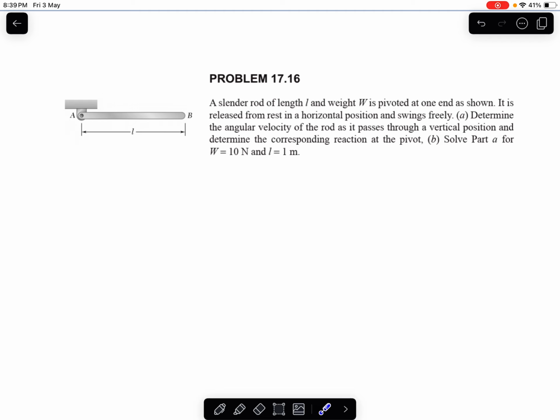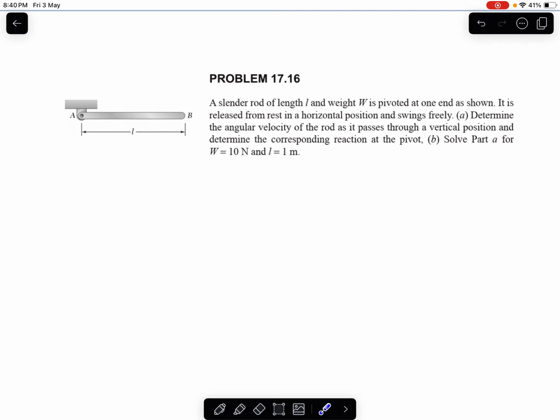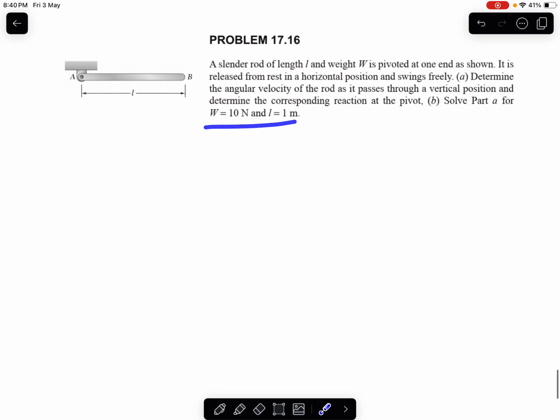And corresponding reaction, we also have to determine the reaction at the pivot. So we have to solve for the given position.